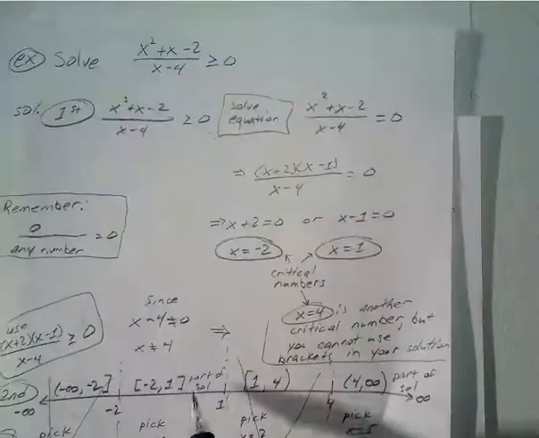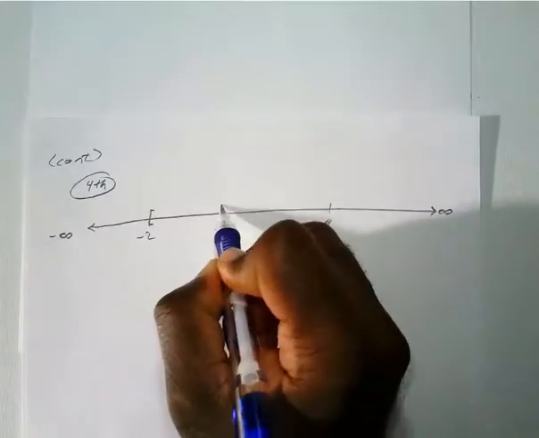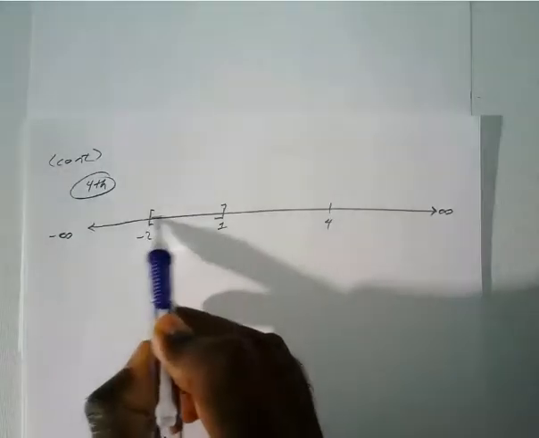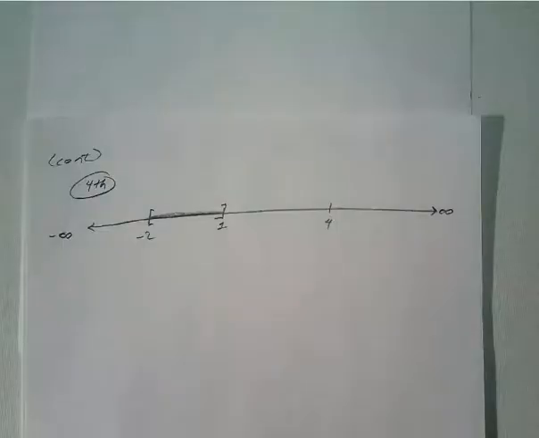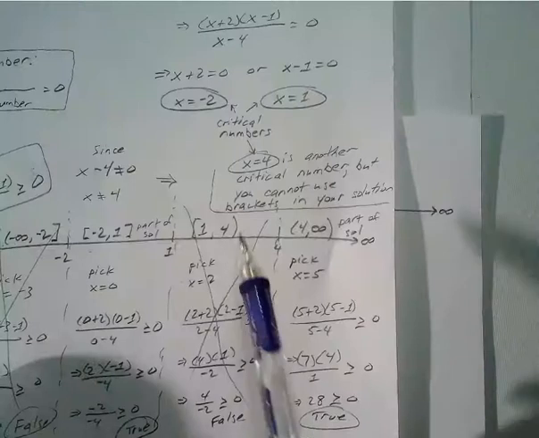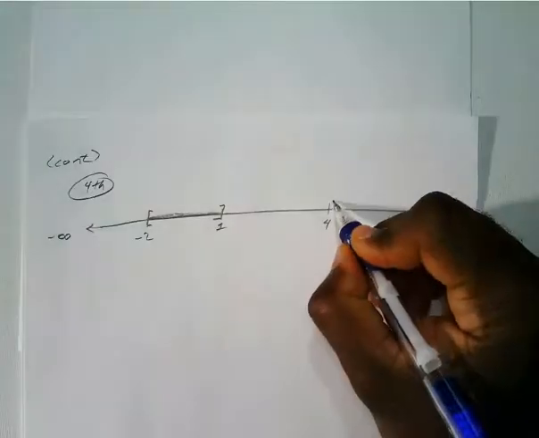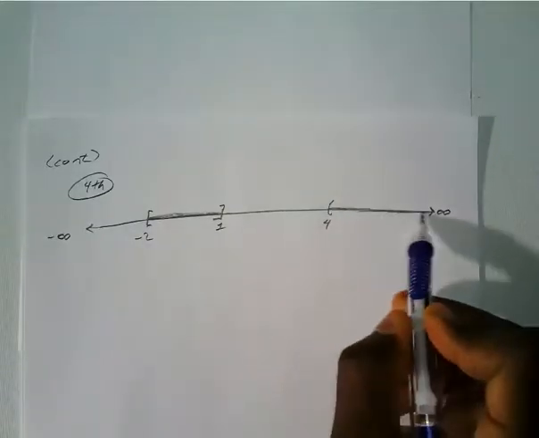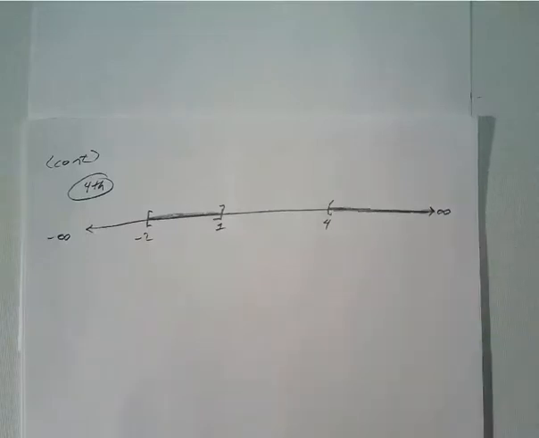So from negative 2 to 1, we're going to shade that in. Okay, and from 4 to infinity, remember 4 is your denominator critical number, so that's going to have the parentheses. So you have from 4 to infinity. I'm going to go ahead and shade that in.